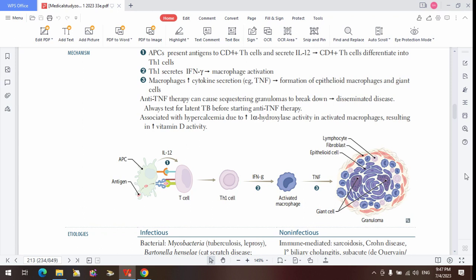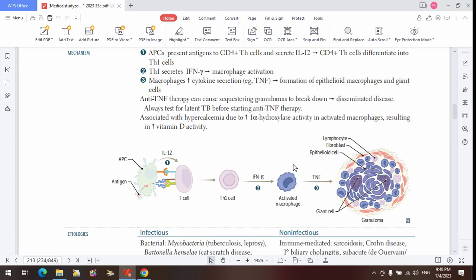So we can see this picture of everything just to revise. The macrophages present the antigen to the T cell. They will stimulate the release of interleukin 12. The T cell will get converted to TH1. This TH1 will elaborate gamma interferon. Gamma interferon will activate the macrophages. The activated macrophages will release TNF. The TNF will now act on these activated macrophages, converting them to epithelioid cells and giant cells.